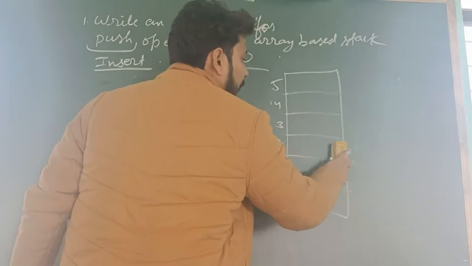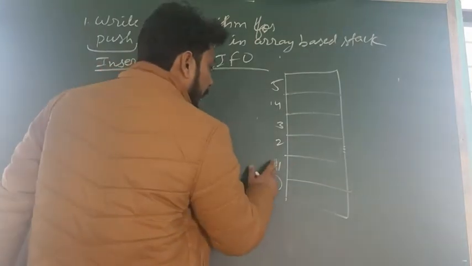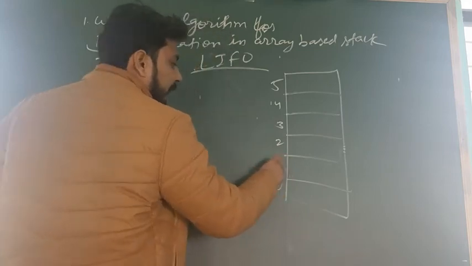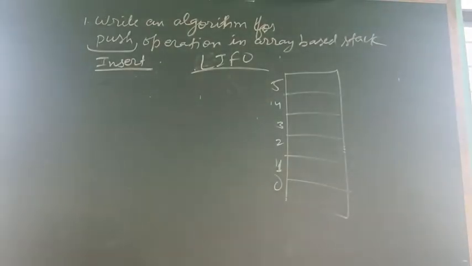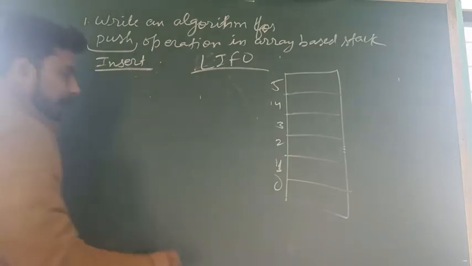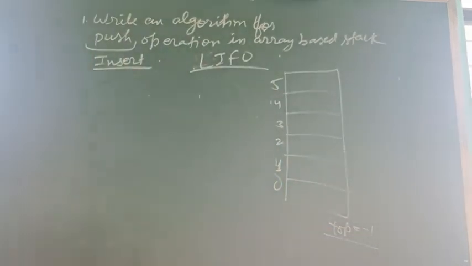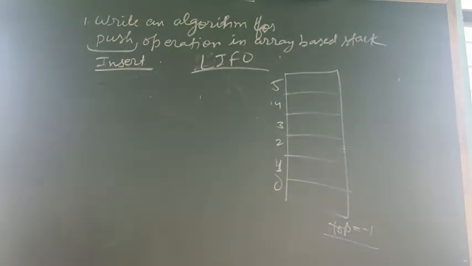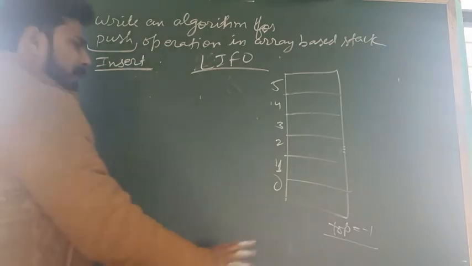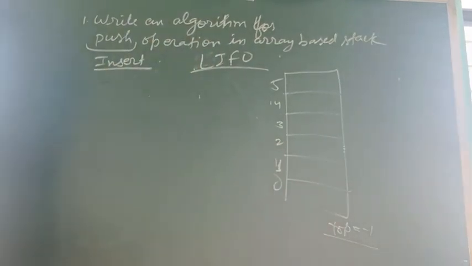Suppose your top is not indicating any index number. If your top is not indicating any index number, that means your stack is empty. And if your stack is empty, what will we do? Simple: if your stack is at the top -1, we will consider that top is -1. Clear? So there is no problem. We will write the same algorithm for it.